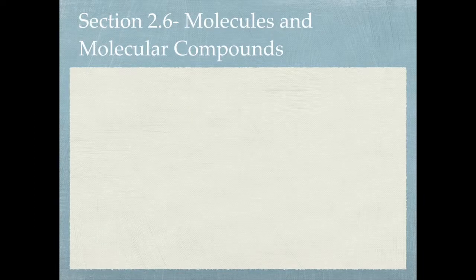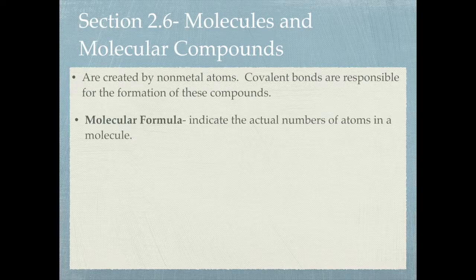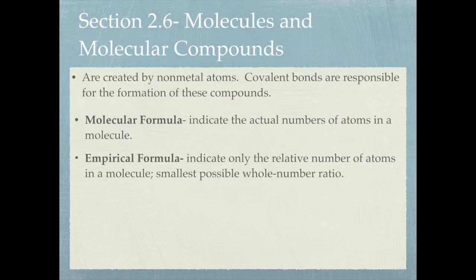The next thing that we're going to be talking about is molecular compounds. Now, molecular compounds are created by having 2 nonmetals bind together. Now, the way that they're bound together is through a covalent bond, and a covalent bond results from the sharing of electrons, which we'll look at a little bit later on. Now, there are 2 different types of formulas that you can have for molecular compounds. You can have a molecular formula, which represents the actual numbers of atoms in a molecule, versus the empirical formula, which indicates only the relative number of atoms. So it's the smallest possible whole number ratio.